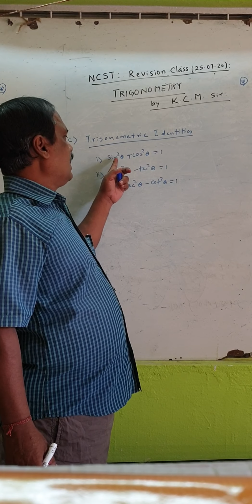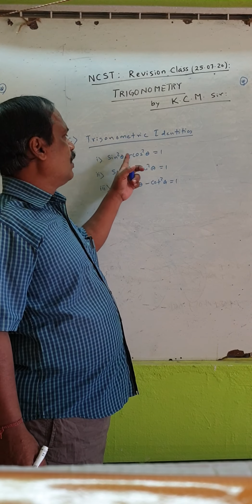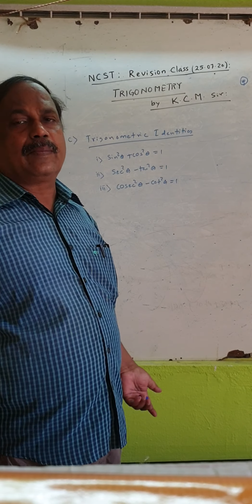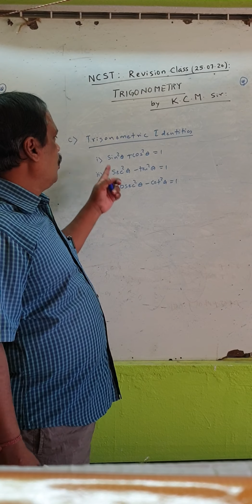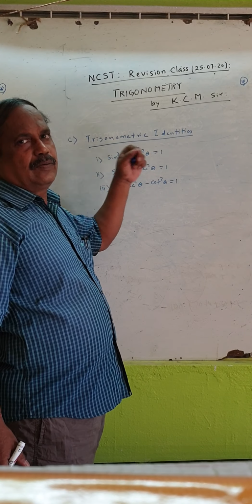For theta equal to 0, sin 0 is 0, 0 square is 0, cos 0 is 1, so 1 square, 0 square plus 1 square is 1. Suppose theta is 45 degrees: sin 45 is 1 by root 2, cos 45 is 1 by root 2. 1 by root 2 square is 1 by 2, 1 by root 2 square is 1 by 2. 1 by 2 plus 1 by 2 equals 1.